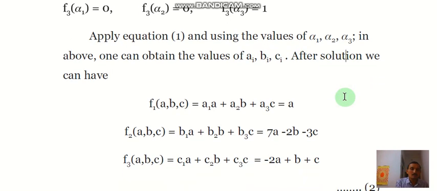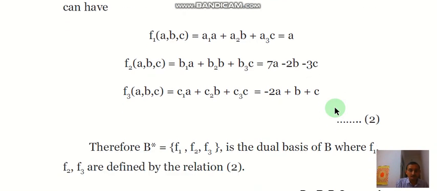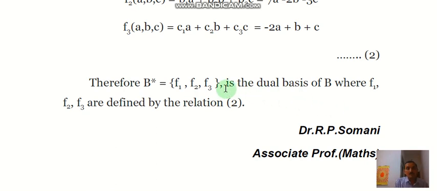So after solving, we have f1(a, b, c) equal to a1 a plus a2 b plus a3 c equal to a. Similarly f2(a, b, c) equal to 7a minus 2b minus 3c, and f3(a, b, c) equal to minus 2a plus b plus c. So in this way we have obtained the dual basis using the basis of V3(R). Therefore B star equal to {f1, f2, f3} is the dual basis of B, where f1, f2, f3 are defined by these relations.